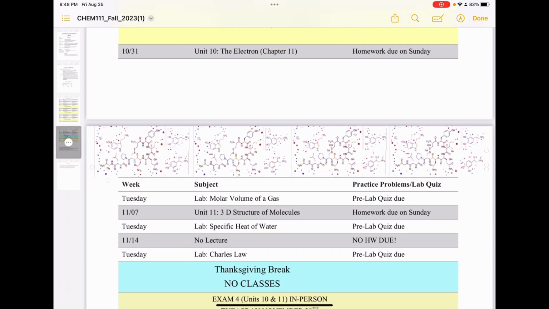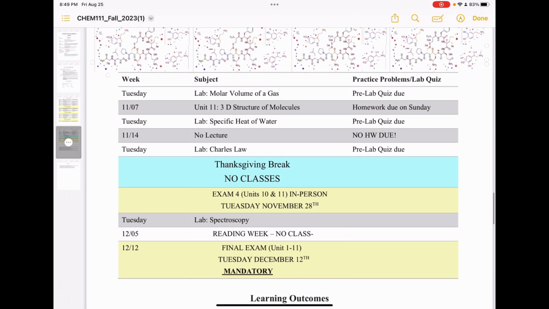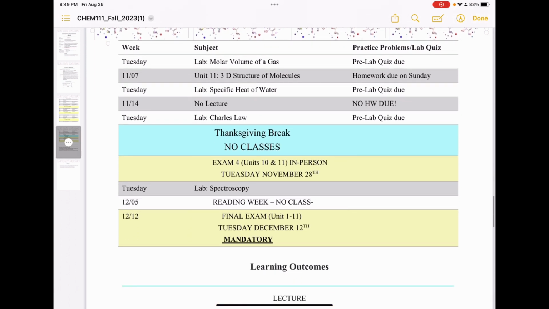We only have Unit 10 and Unit 11 left. In Unit 10, we are going to study the electron. We'll look into the electron's properties, the mass, the speed of the electron. Then we will move along to Unit 11, where we will study molecular structure in a three-dimensional perspective. Once we finish Unit 10 and Unit 11, that will be time for Thanksgiving break. So we're not going to have Exam 4 until we return from the Thanksgiving break.